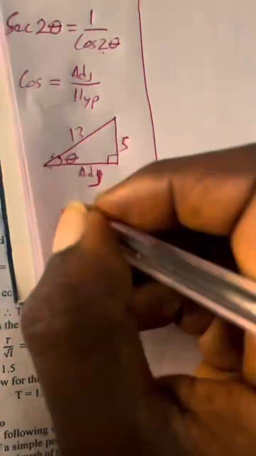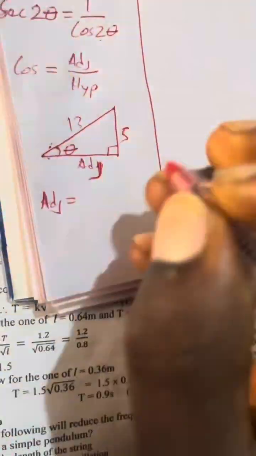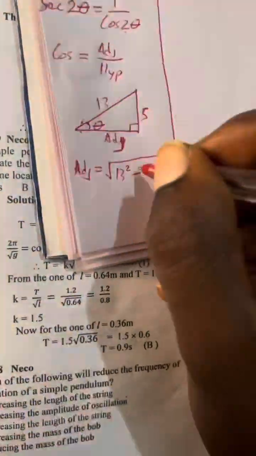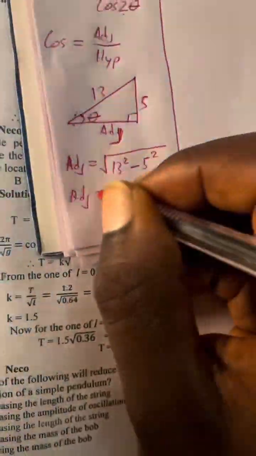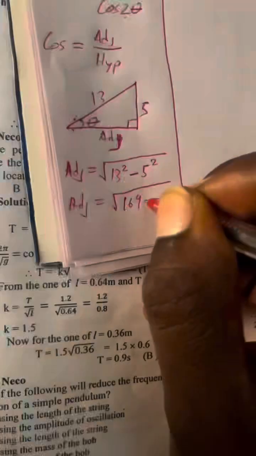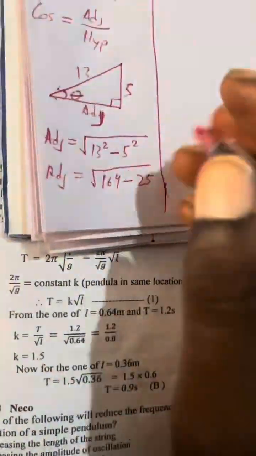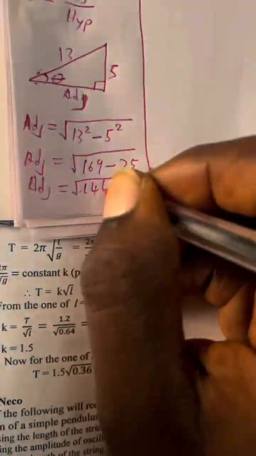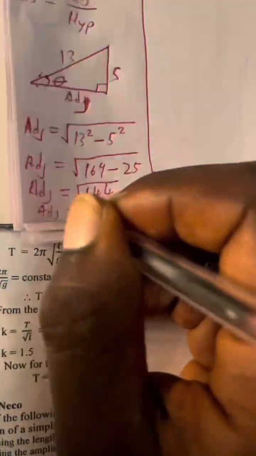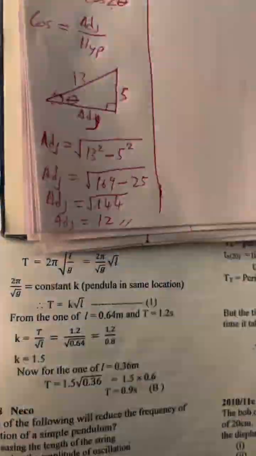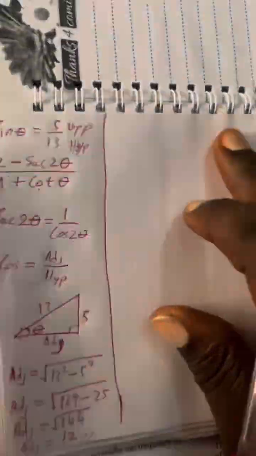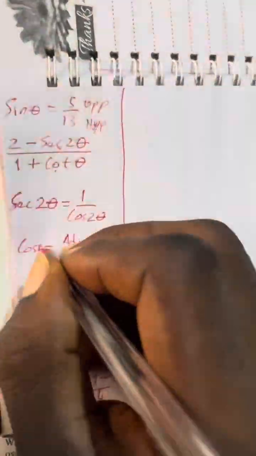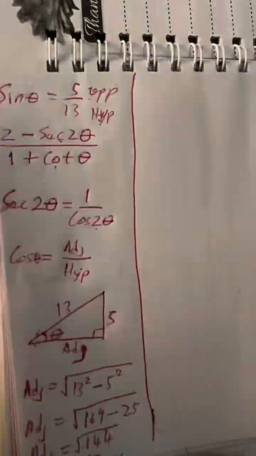Using Pythagoras theorem, the adjacent is equal to the square root of 13 raised to the power of 2 minus 5 raised to the power of 2. So the adjacent is the square root of 169 minus 25, which gives the square root of 144, which is 12. So the adjacent is 12. We are looking for cos theta, which is adjacent over hypotenuse.